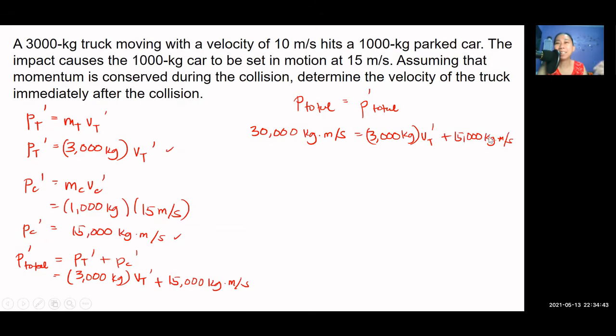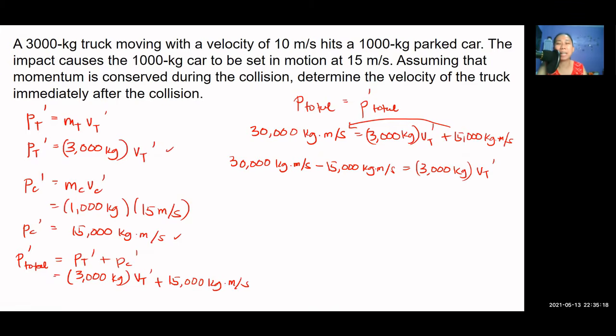Okay, so para lang tayong gumagamit dito ng algebra, so gagawin natin yung 15,000, itatranspose natin siya dito sa left side. And then pag tinranspose natin siya, magiging negative yung value niya. Kaya mangyayari dito, magiging 30,000 kilograms meter per second minus 15,000 kilograms meter per second. So this is now equal to 3,000 kilograms. And then this is Vt prime.